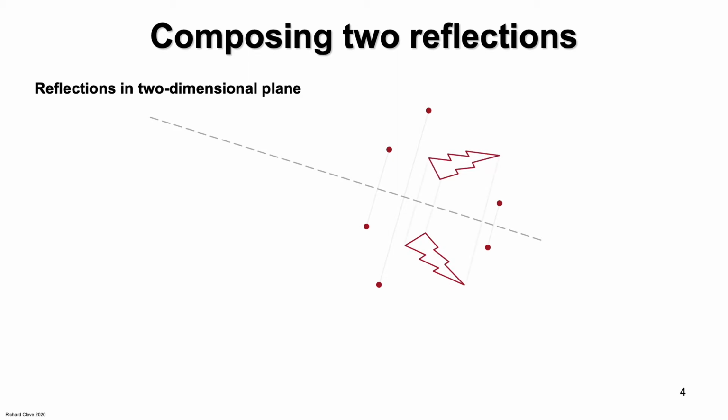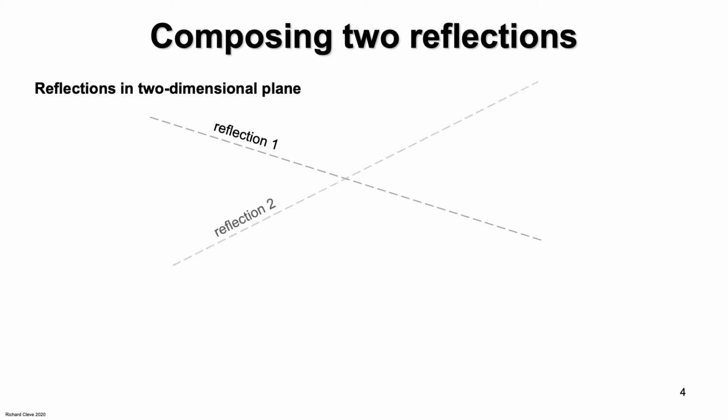Okay, so I assume that you have an intuitive understanding of what a reflection about a line is. Now, suppose that we have a second line. We can define a reflection operation with respect to that line. Suppose that the angle between the two lines is theta. What happens if you compose the two reflections? That is, you apply reflection 1 and then reflection 2.